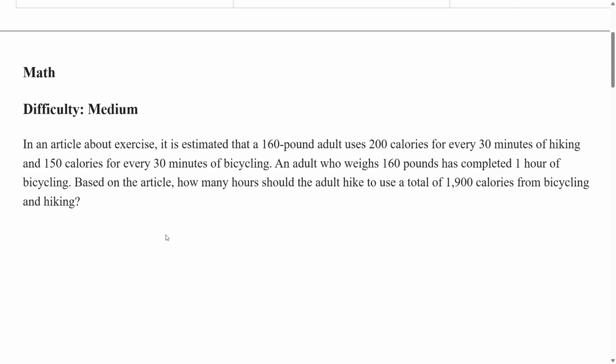It's estimated that a 160-pound adult uses 200 calories for every 30 minutes of hiking, and 150 calories for every 30 minutes of bicycling. An adult who weighs 160 pounds has completed 1 hour of bicycling. How many hours should the adult hike?